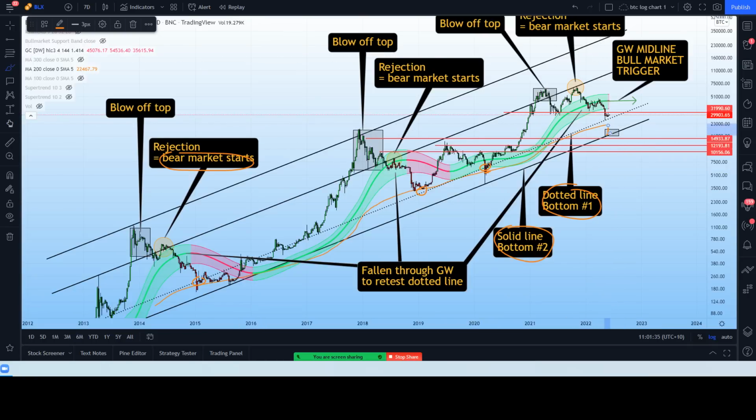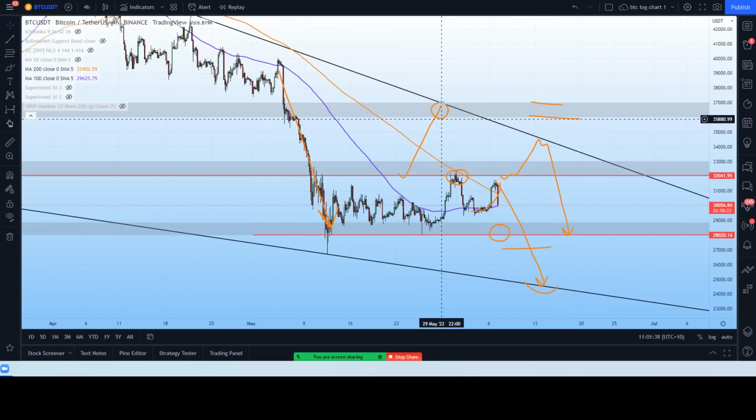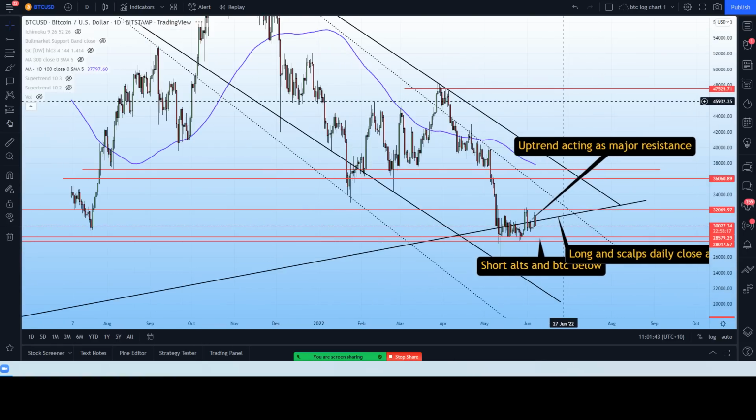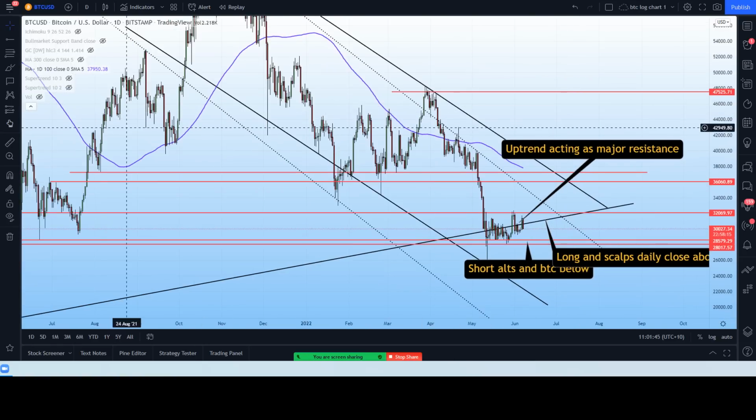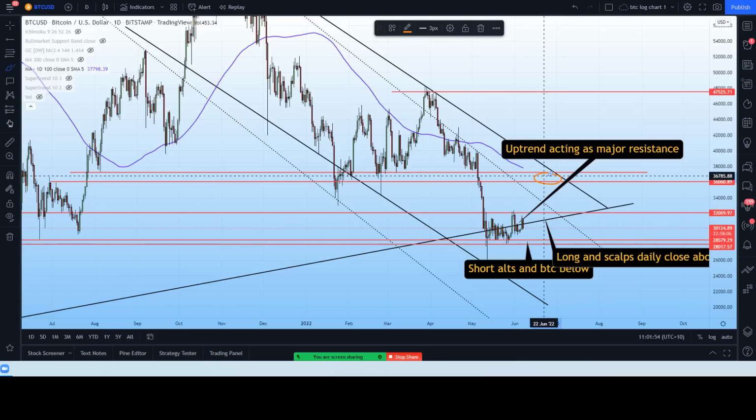Going back to your question, Wolf, which was where are my bull market validations? What do I think would need to happen for us to go into a bull market? I'm going to bring this chart up over here. I'm not going to go into the details of this chart too much, but it's quite similar to my other chart with our 32K resistance, our support zone over here.